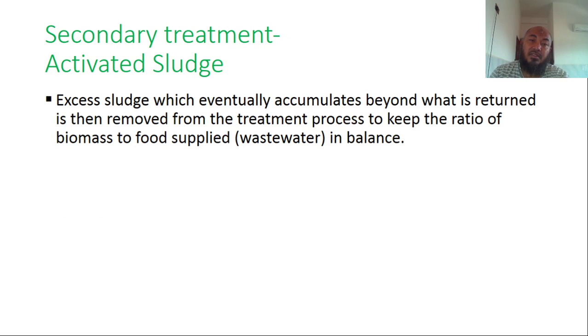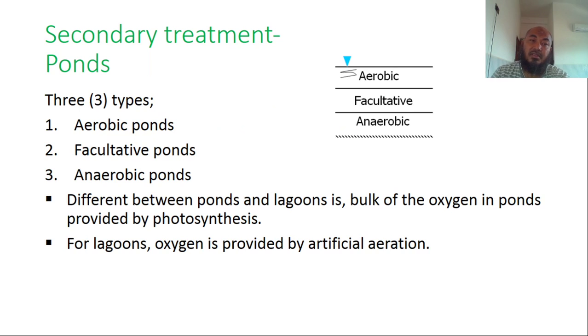Excess sludge, which eventually accumulates beyond what is returned, is then removed from the treatment process to keep the ratio of biomass to food supplied by the wastewater in balance.